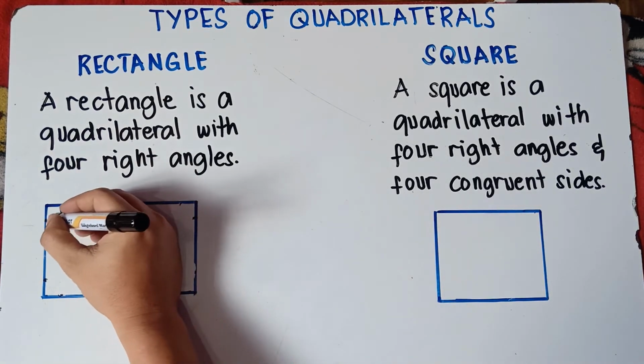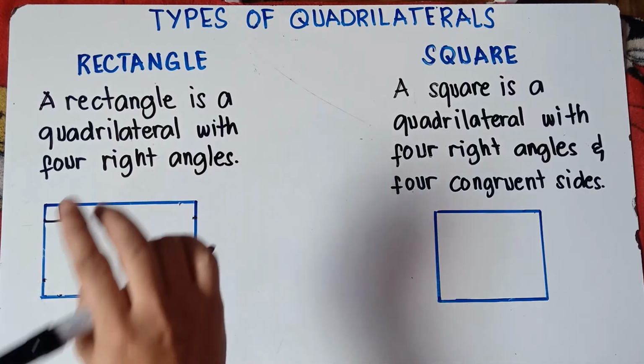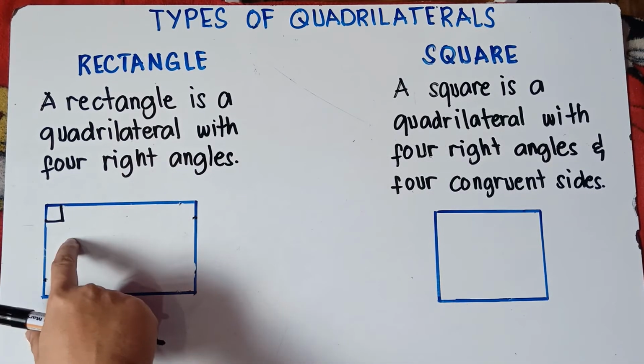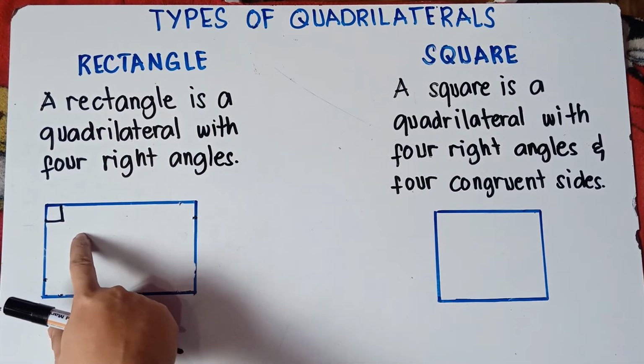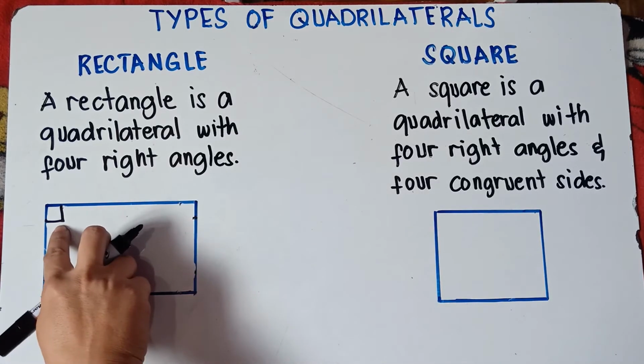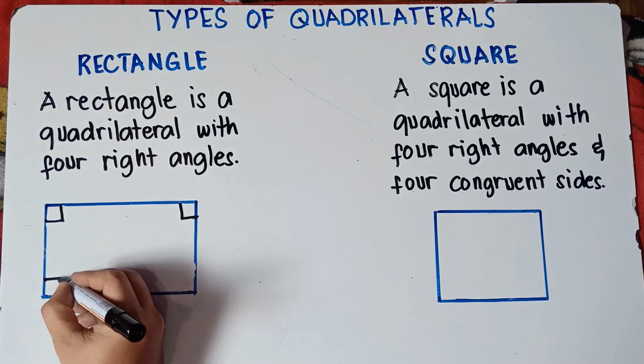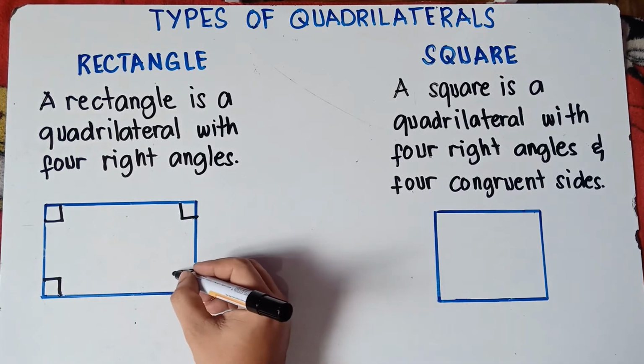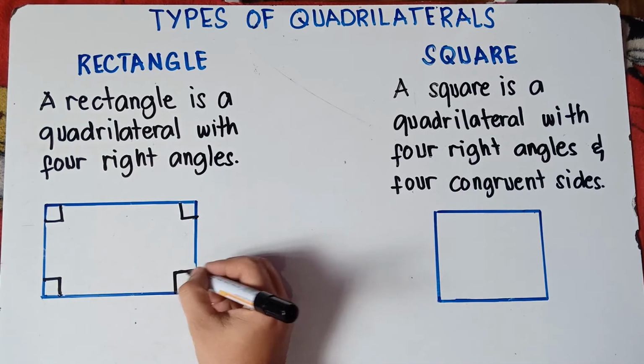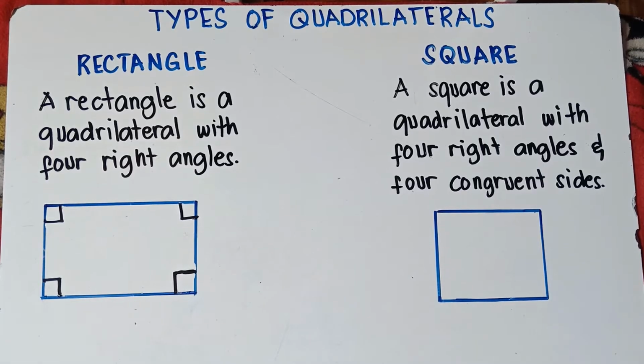So what do you mean by right angle, sir? Right angle class, it means that this angle measures exactly 90 degrees. So this angle is 90 degrees angle, and this angle is 90 degrees angle. So 4 right angles for a rectangle. Alright, that's the basic definition class of a rectangle.